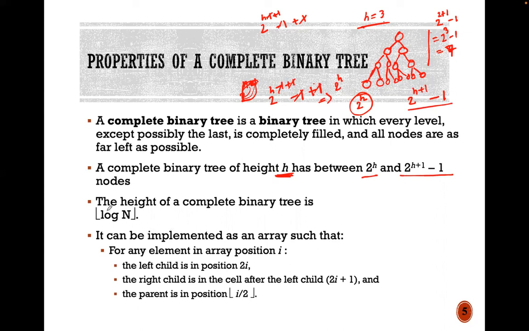So the height of a complete binary tree is going to be the floor of log n. A complete binary tree can be implemented as an array such that for any element at array position I, the left child will be in position 2I, and the right child will be in position 2I plus 1. And if we have the index of the child node, we can find the parent at position I divided by 2, floor function.